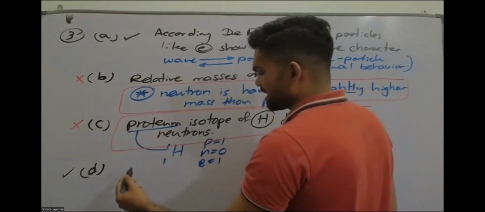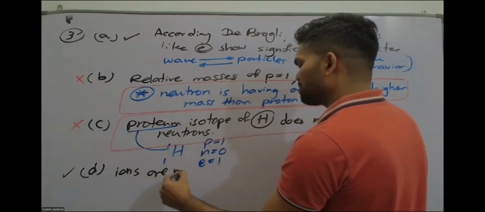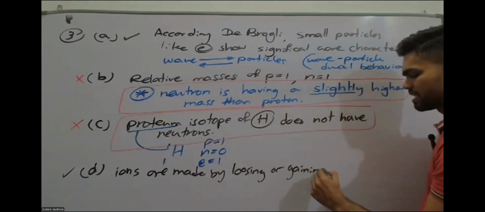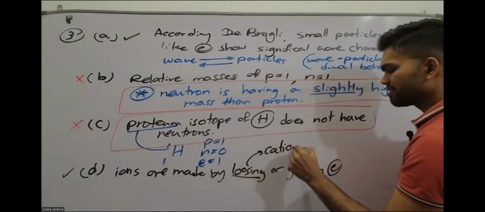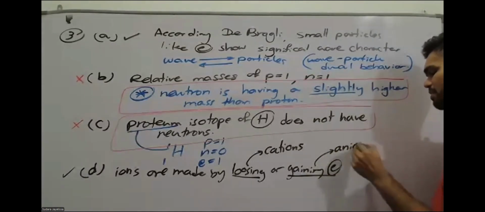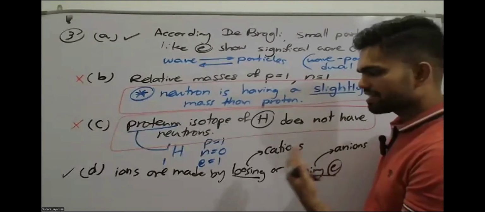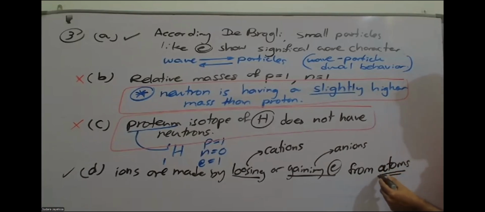Because the simplest ion means, ions are made by, write this sentence, ions are made by losing or gaining electrons. Understood? By losing electrons, you will be forming cations or positive ions. And by gaining electrons, you will be forming anions or negative ions. So basically, any atom has protons. Ions are made by losing or gaining electrons from atoms. Therefore, this statement is correct.